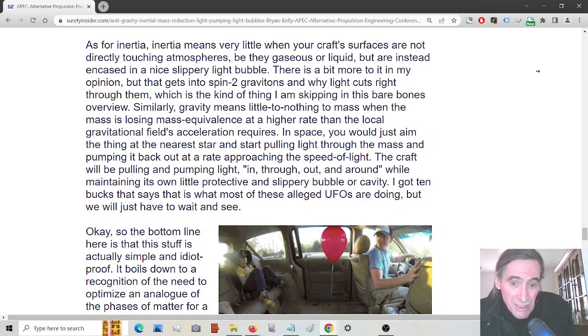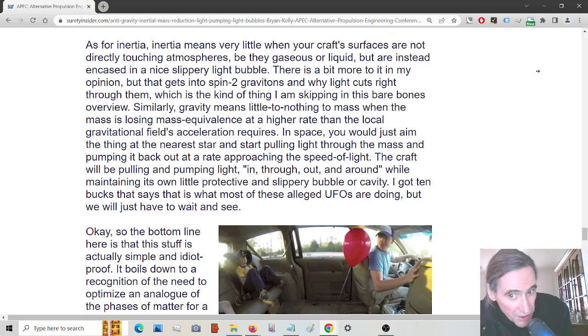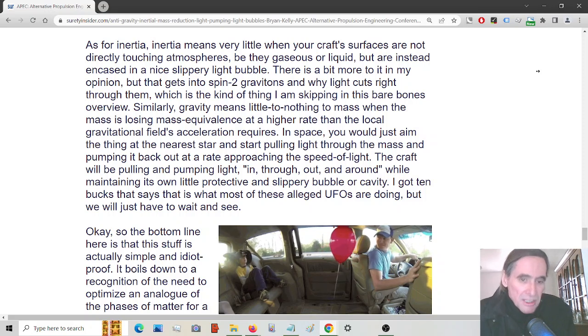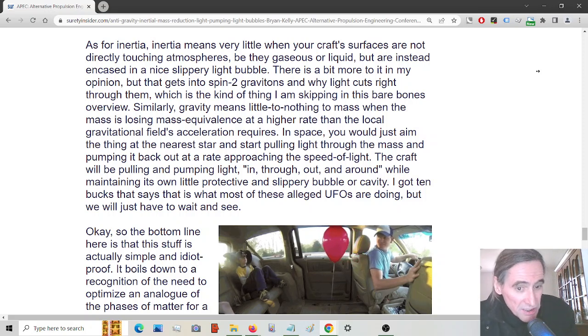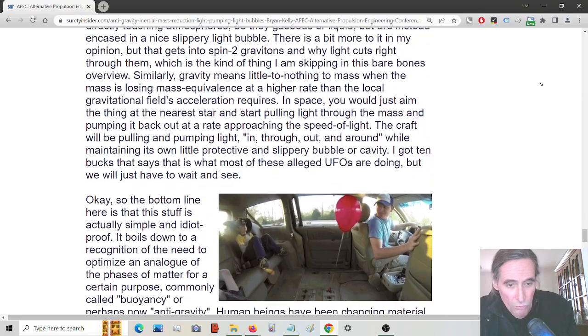Similarly, gravity means little to nothing to mass when the mass is losing mass equivalence at a rate greater than the local gravitational field's acceleration requires. In space, you would just aim the thing at the nearest star and start pulling light through the mass and pumping it back out at a rate approaching the speed of light. The craft will be pulling and pumping light in, through, out, and around while maintaining its own little protective and slippery bubble or cavity. I got 10 bucks that says that is what most of these alleged UFOs are doing, but we will just have to wait and see, won't we?